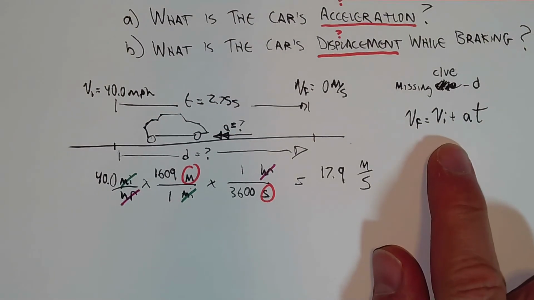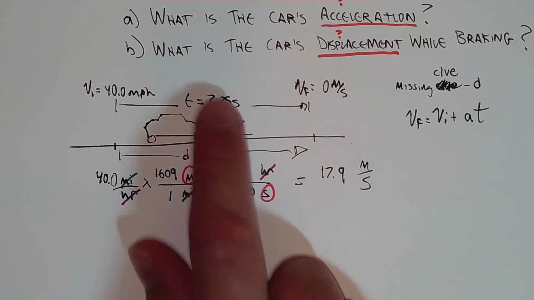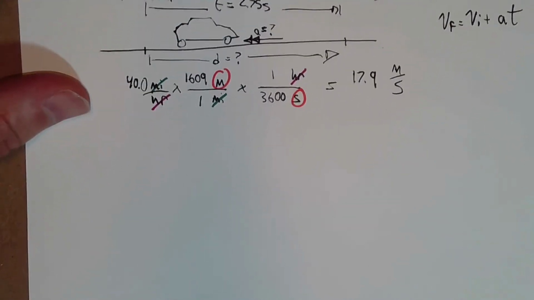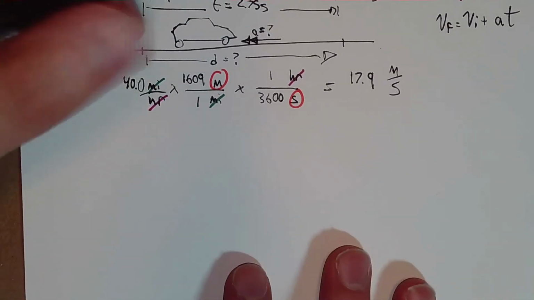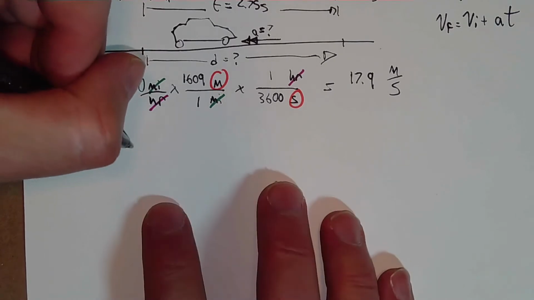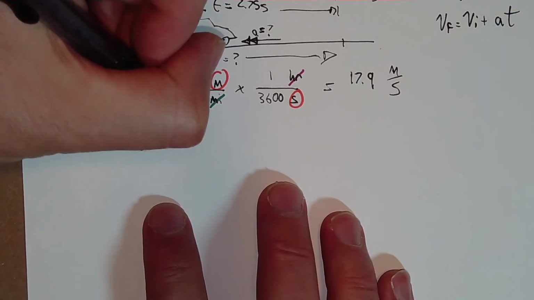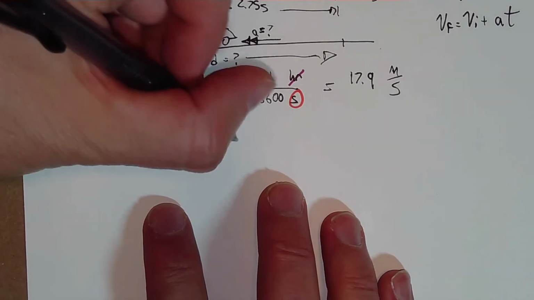VF equals VI plus AT. And we have VI, VF, T, and A, so it matches up perfectly. So we're going to solve part A to begin with. We're going to need to do a little manipulation here. I always like to write the initial equation down first, then manipulate it, then plug in the values.